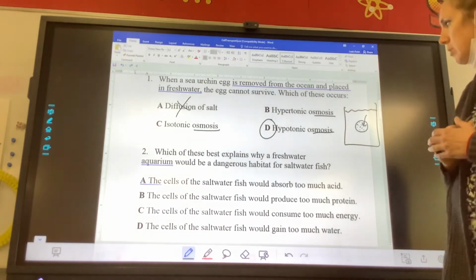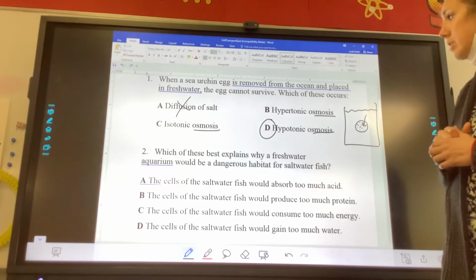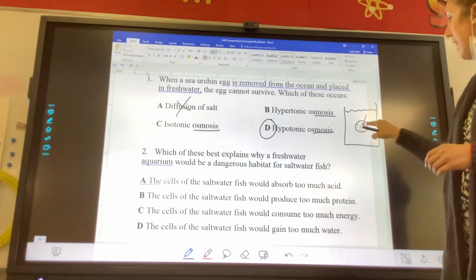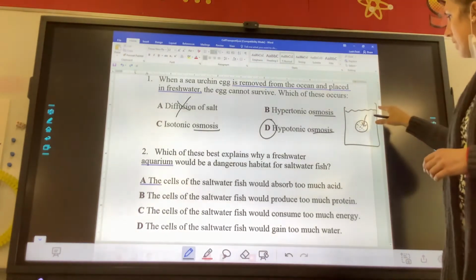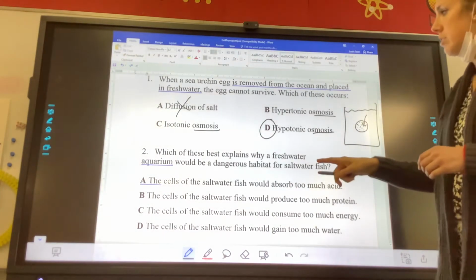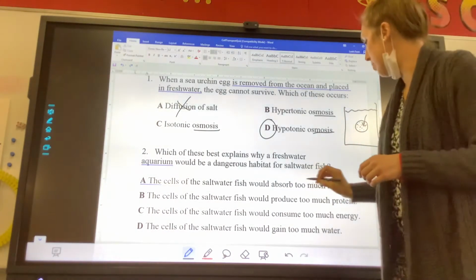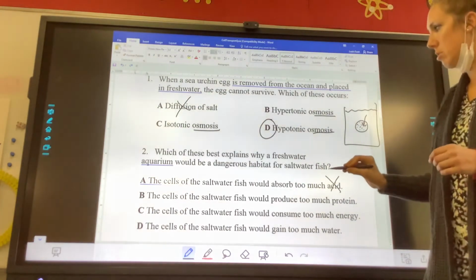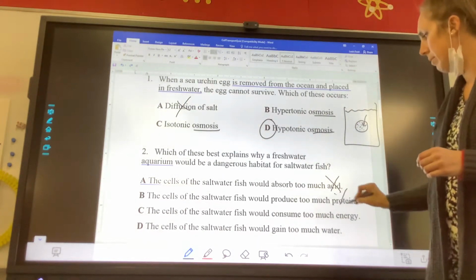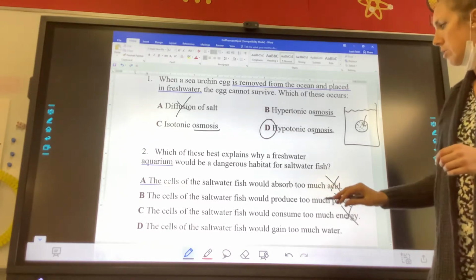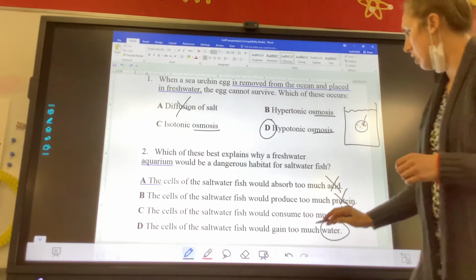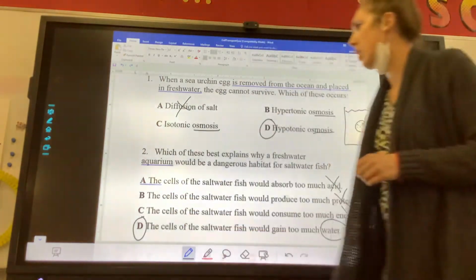Which of these best explains why a freshwater aquarium would be a dangerous habitat for a saltwater fish? Exact same premise right here. The cells of the saltwater fish would absorb too much acid? No. The cells of the saltwater fish would produce too much protein? No. The cells of the saltwater fish would consume too much energy? The cells of the saltwater fish would gain too much water. So they gain too much water, good.